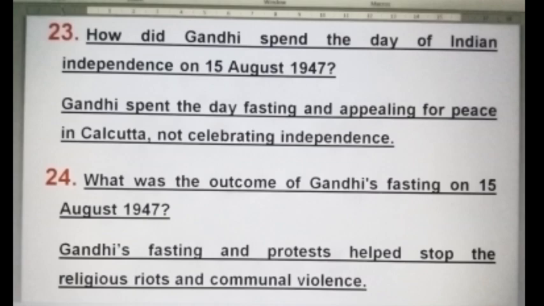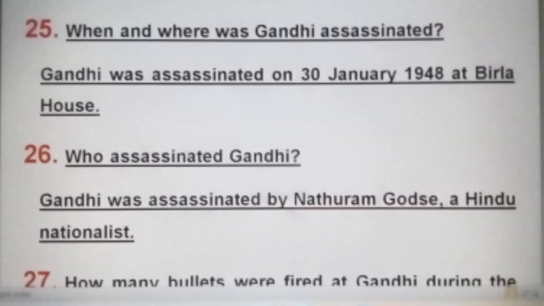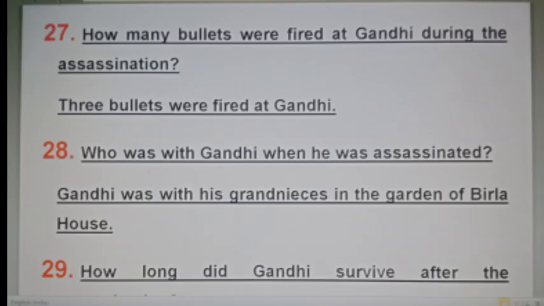When and where was Gandhi assassinated? Gandhi was assassinated on 30th January 1948 at the Birla House. Who assassinated Gandhi? Gandhi was assassinated by Nathuram Godse, a Hindu nationalist. How many bullets were fired at Gandhi during the assassination? 3 bullets were fired at Gandhi.